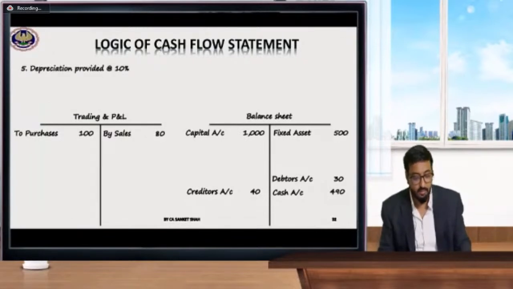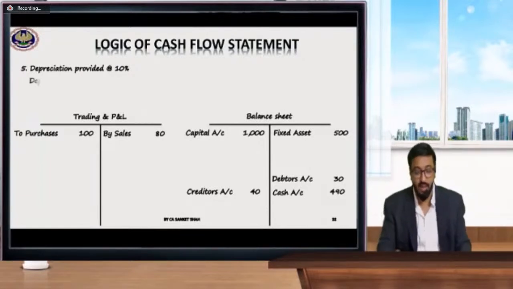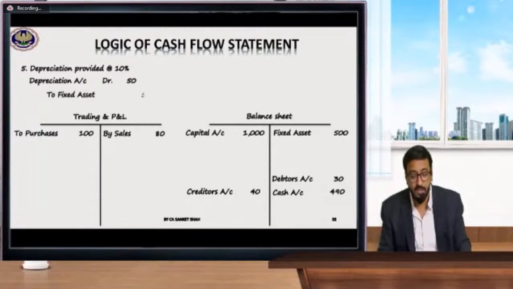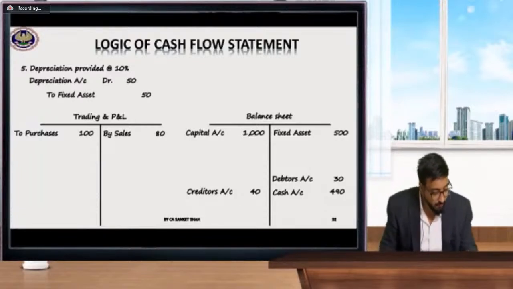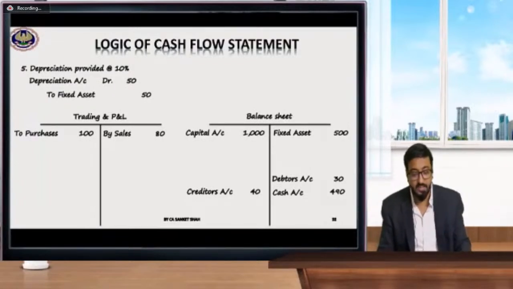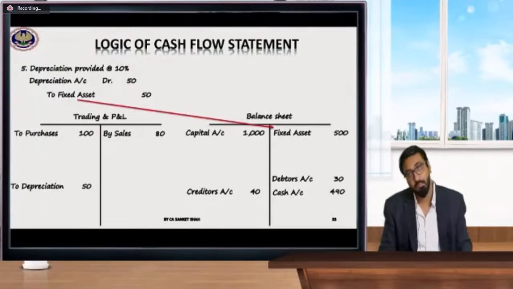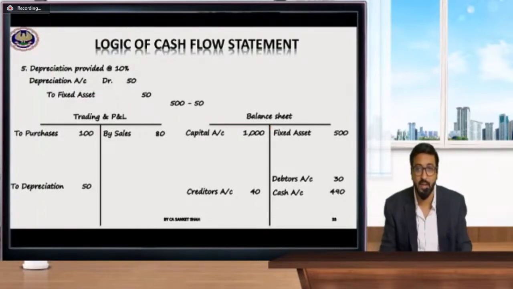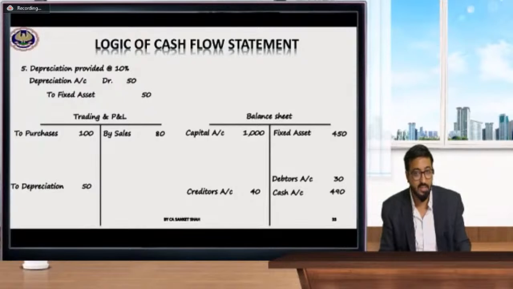Fifth one, depreciation provided 10%. Whether it affects your cash? No, because it's a non-cash expenditure. What is the entry? Very good. Depreciation account debit to fixed asset. Depreciation account debit to fixed asset. Depreciation, where to record this? In the debit of P&L, 50. And now your fixed asset balance will be reduced by 50. Asset reduced by 50. So your asset side is 450.